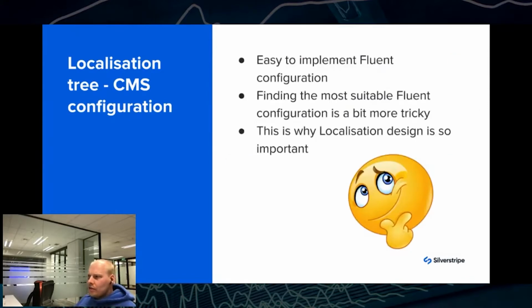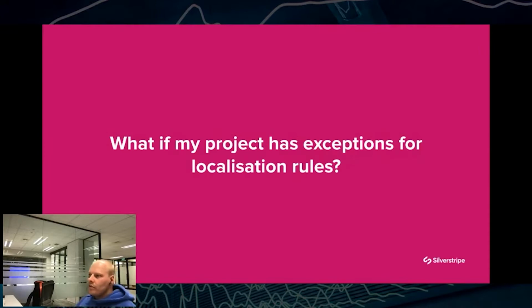So as a general rule, it's very easy to implement configuration change within the Fluent module, but finding the most suitable configuration may be challenging. So I recommend taking your time figuring that out. So localization design is the process that is trying to tackle this challenge. Some projects may find it difficult to fit into this concept of localization tree because it's a global rule, and some projects will require some more refined rules, maybe some exceptions or something more specific.